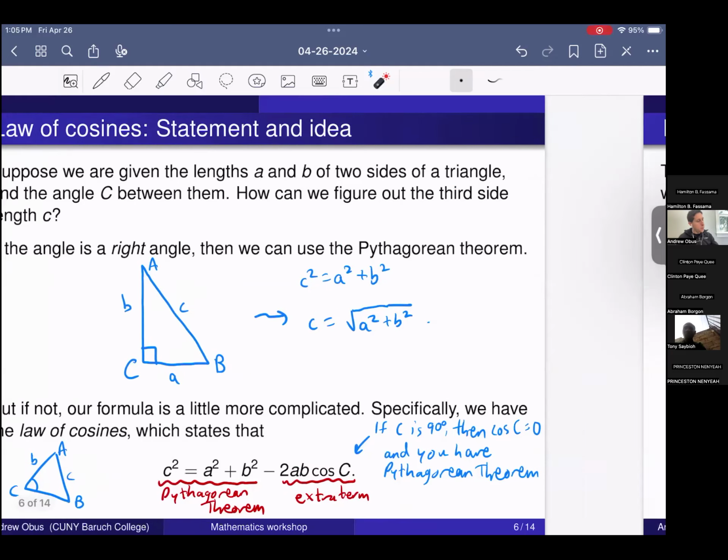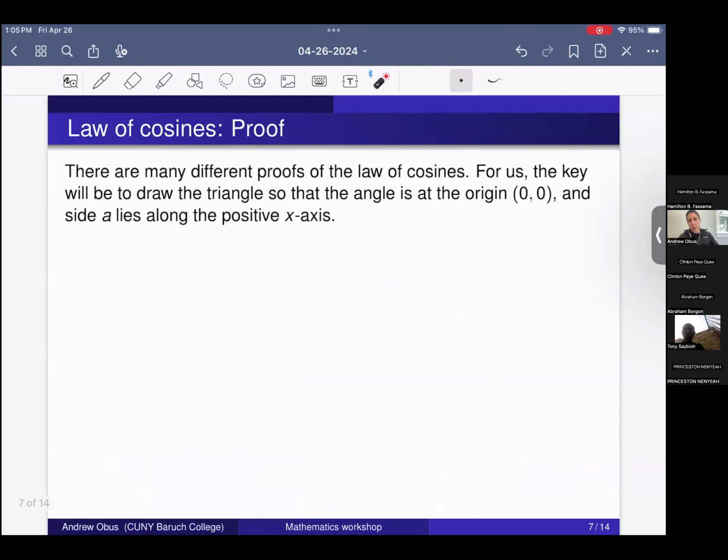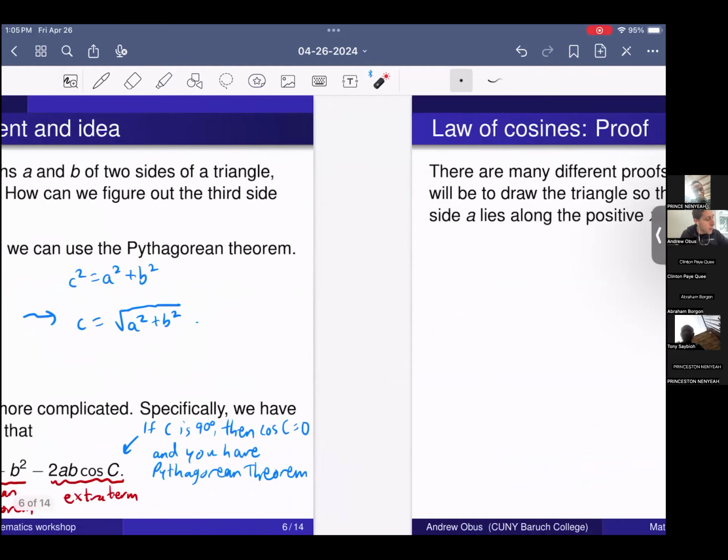Okay, so all right, let's do the proof of the law of cosines. The law of cosines proof is really not that difficult. There's lots of different ways to prove it, but I'm going to prove it in a way. Sorry, was there a question? Yeah, Prince. Yes, Prince.